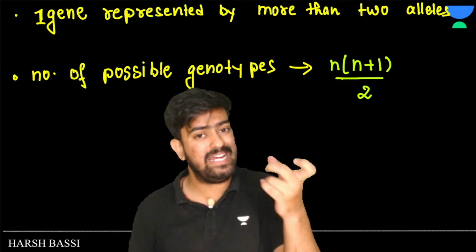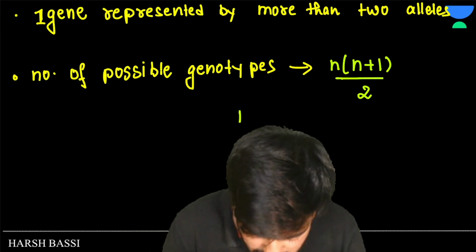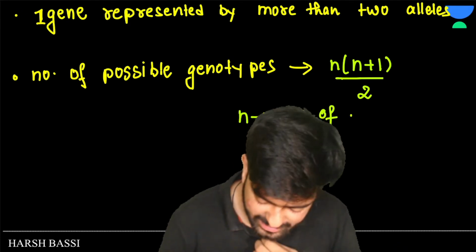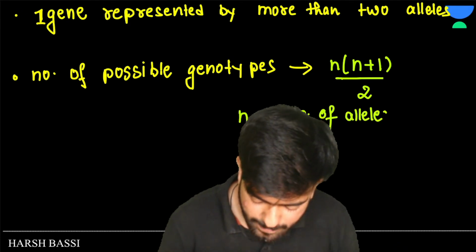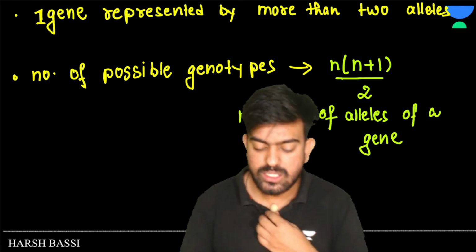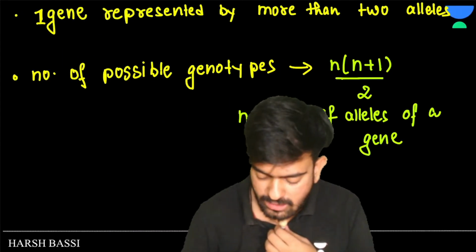So there is a formula (n+1)/2. Sir, what is n? N is the number of alleles of a gene. So in this case, how many alleles are there? 3 alleles. Okay, so we will put 3.